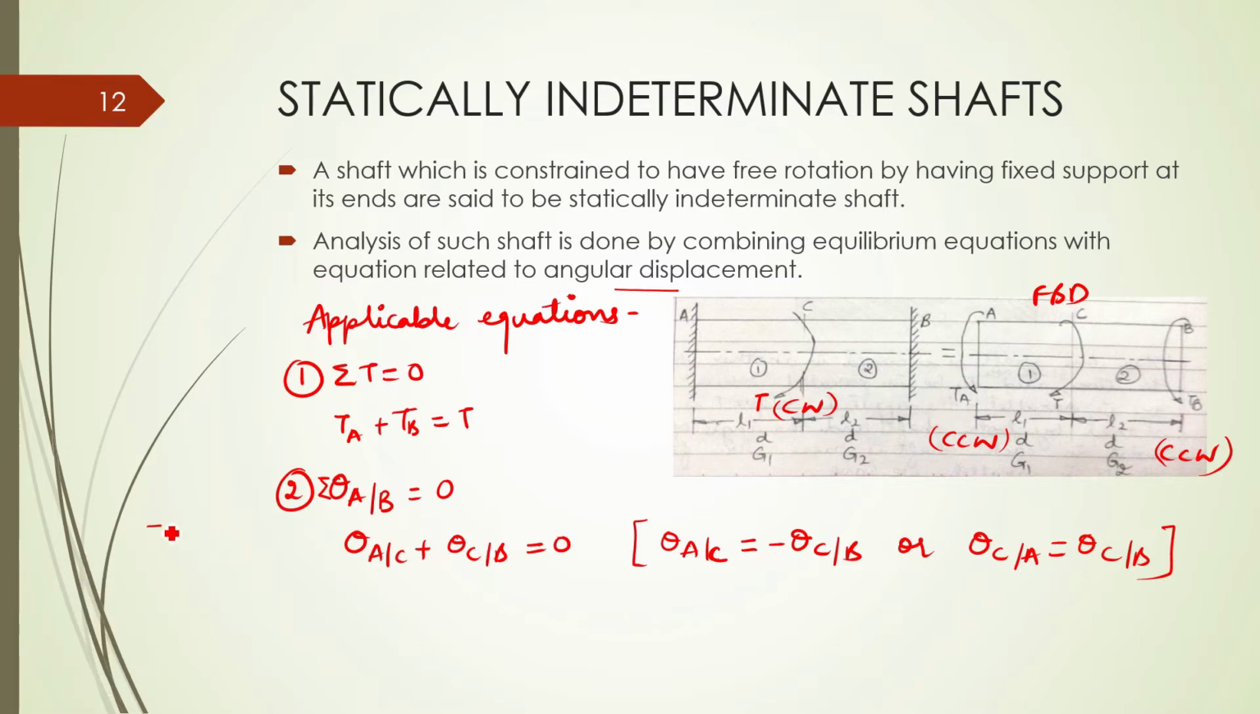We know that T by J is equal to G theta by L. So theta is nothing but TL upon GJ. So let me substitute here.